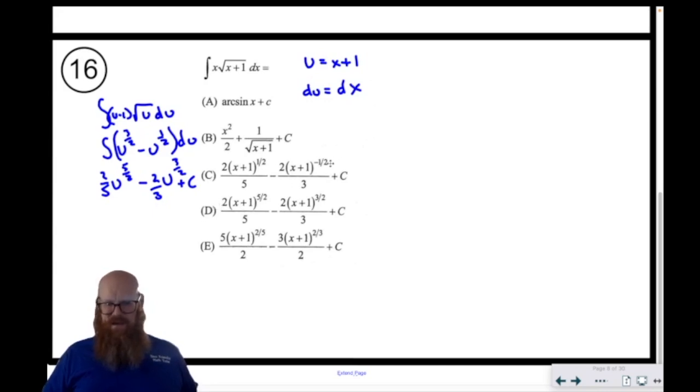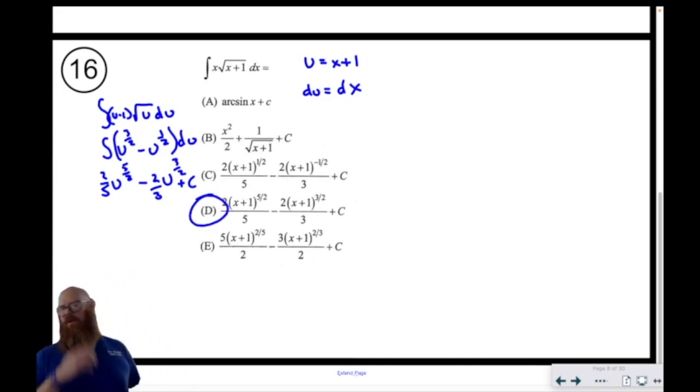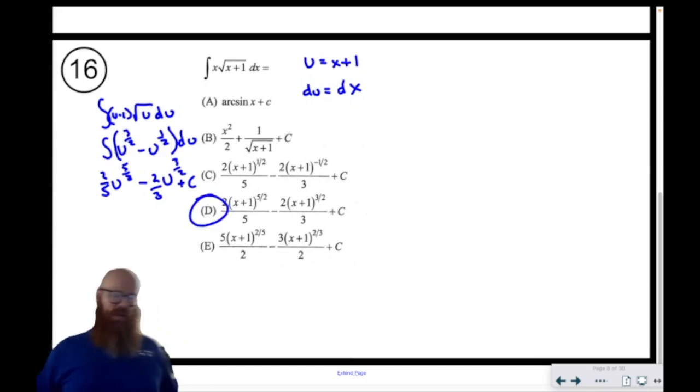Yeah, because the exponents here are correct. So the answer is D. So do a little u sub, but you don't have to go all the way with it. We can kind of check what the answers are.